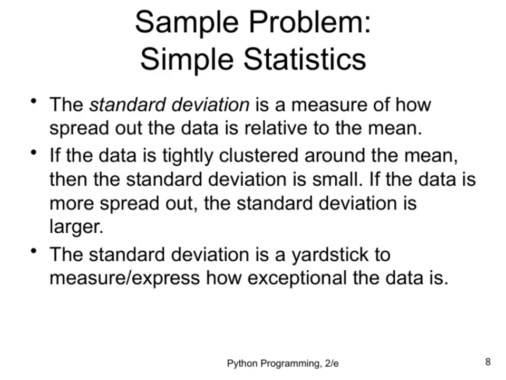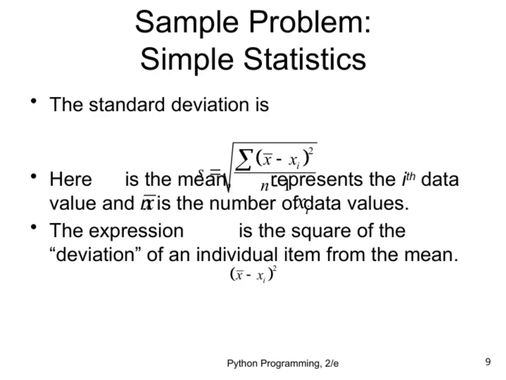It gives us a clear sense of the variability within the dataset, which is crucial in many statistical analyses and real-world applications. The standard deviation is a key measure of variability in our dataset. Here, we see the mean, which is the average of all data points. The symbol represents the ith data value, meaning any individual piece of data we're analyzing, and n is the total number of data values in our set.